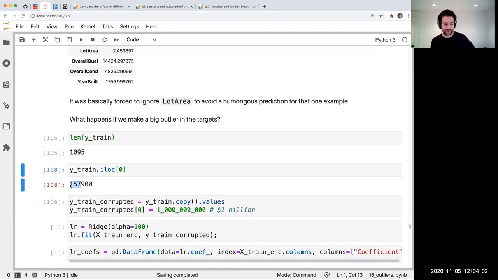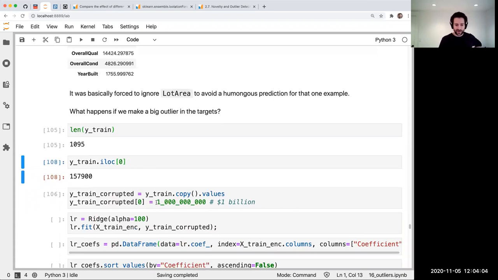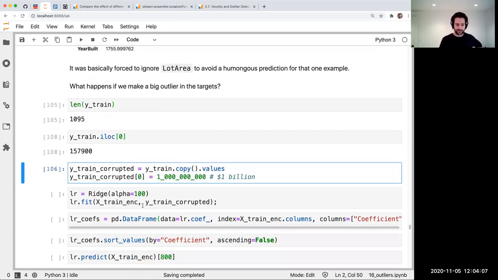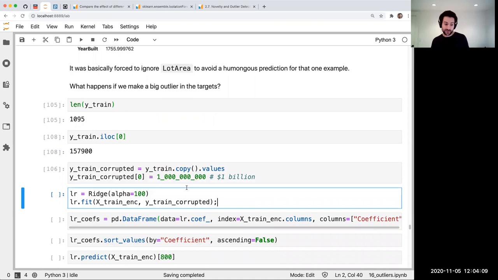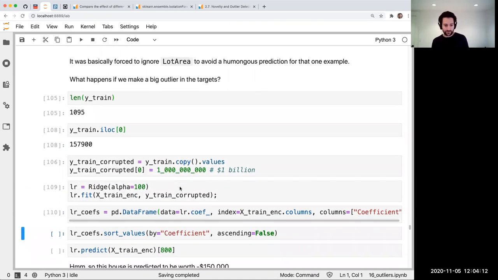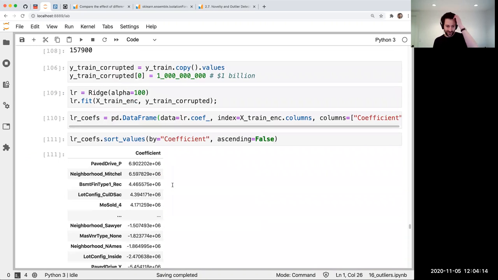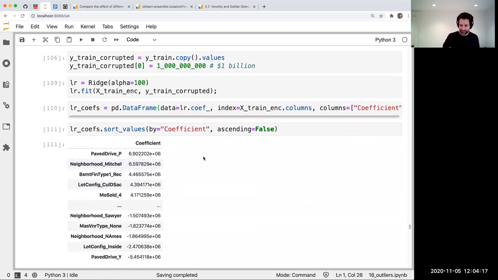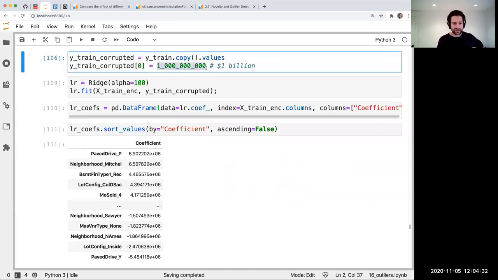Okay, so it was actually $157,000, but I'm corrupting it and saying it's worth $1 billion so you can see what happens to my ridge model. So what happens is it got kind of severely compromised. It learned these massive coefficients in all the different features. It was trying to twist itself in a weird way to somehow predict a huge value for just this one training example, and predict normal values for all the other houses.